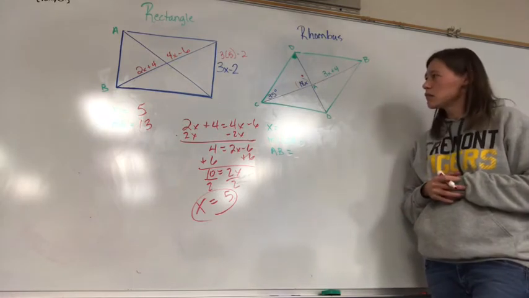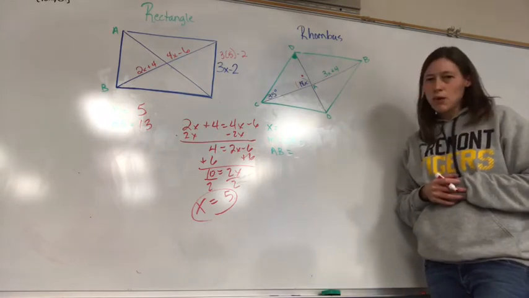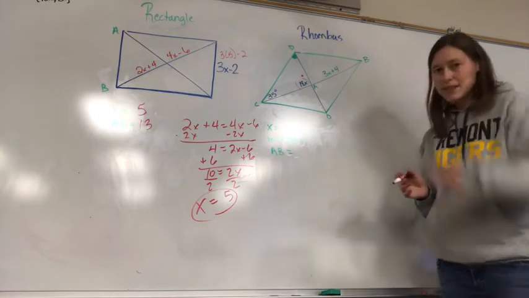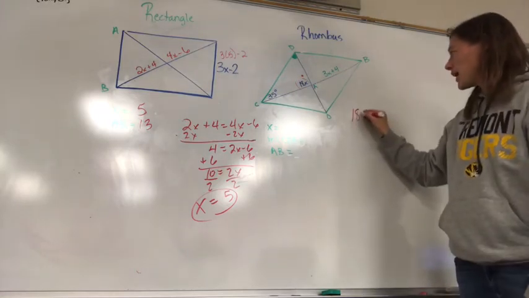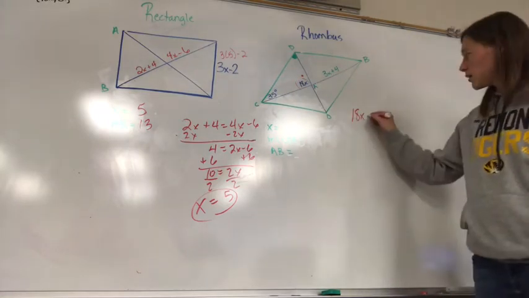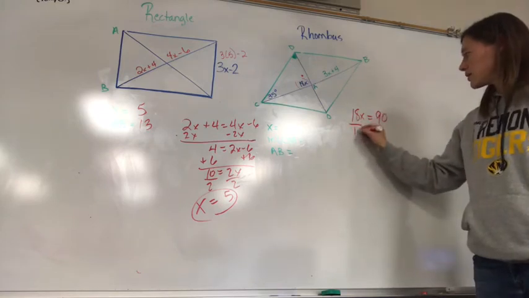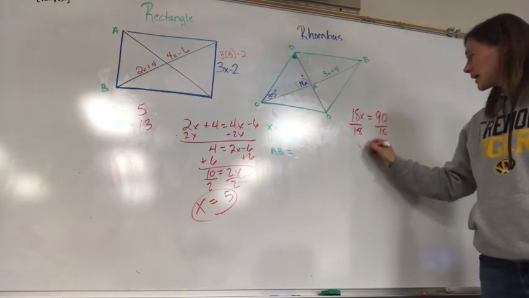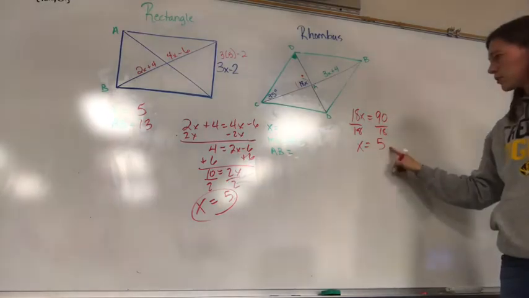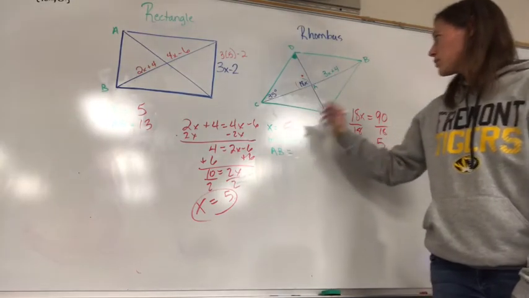Any ideas? What's true about the diagonals in a rhombus? Yes, they are perpendicular. So we're going to go 18x is equal to 90. Okay, so we divide by 18. X is equal to 5. Okay, so we found the first part, x equals 5.